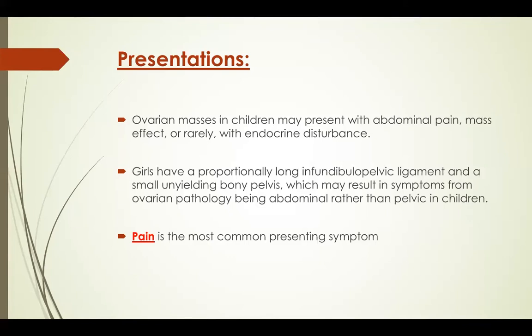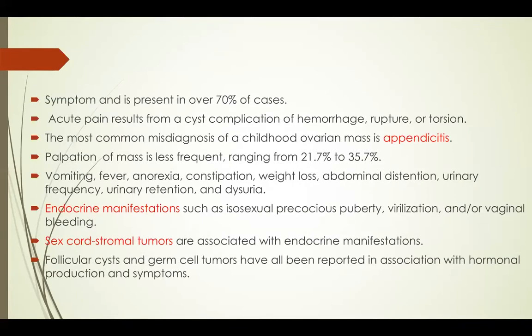Pain is the most common presenting symptom. Pain is present in up to 70% of cases. Acute pain results from cyst complications like hemorrhage, rupture, and torsion. The most common misdiagnosis of childhood ovarian masses is appendicitis. So mainly when a girl comes with abdominal pain, the thinking is about appendicitis, but when they operate, it appears to be an ovarian mass. Palpation of the mass is less frequent.